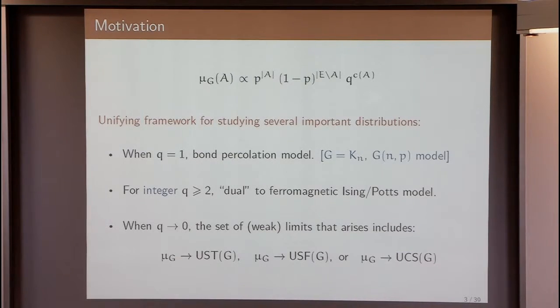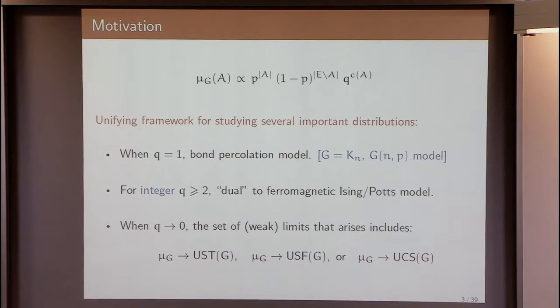So this is an important model because essentially it unifies the study of several other models that we care about. So, for example, if you take Q equals 1, the model reduces to a standard bond percolation model, where every edge is sampled independently with probability P to obtain a subgraph of G. And in particular, if the graph G is a complete graph, then this is the Erdős-Rényi random graph G(n,p) model.